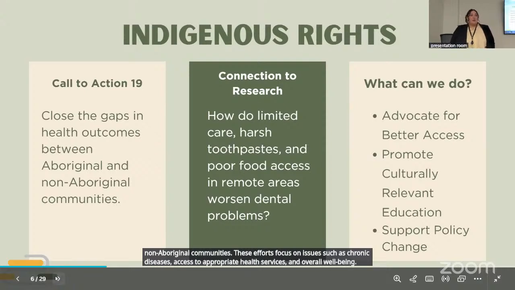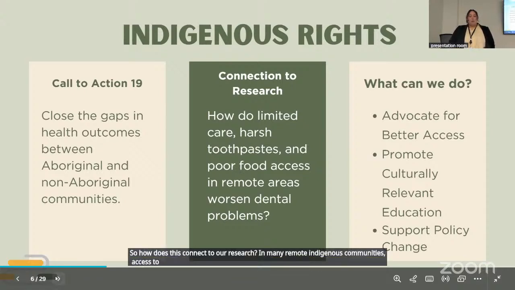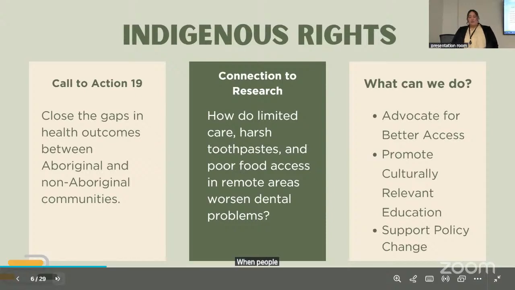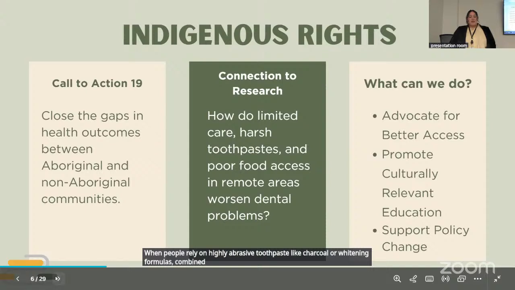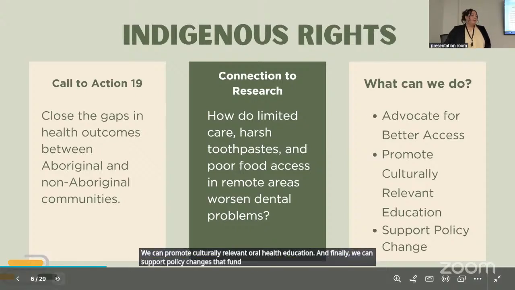So how does this connect to our research? In many remote Indigenous communities, access to dental care is limited. When people rely on highly abrasive toothpaste like charcoal or whitening formulas, combined with limited access, this may lead to a higher rate of chronic dental issues. We can advocate for better access to dental care. We can promote culturally relevant oral health education. And finally, we can support policy changes that fund dental care programs.